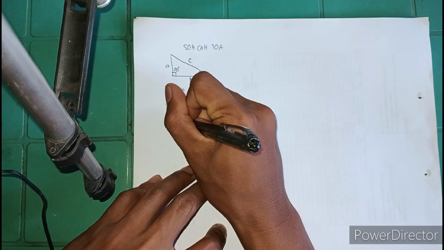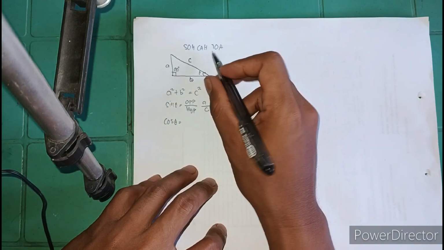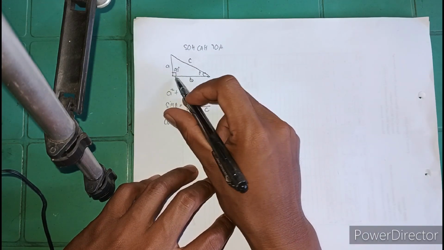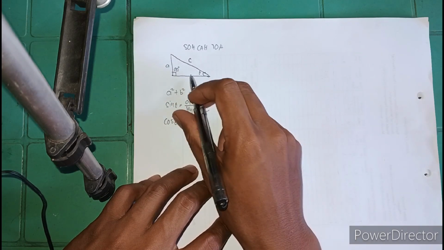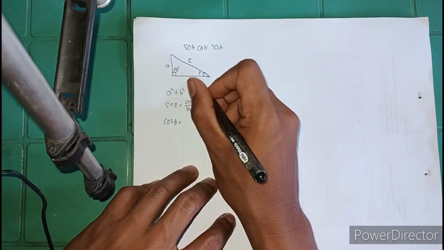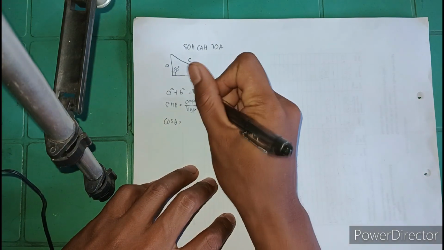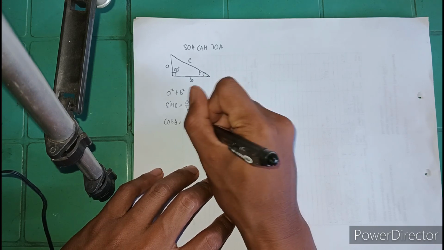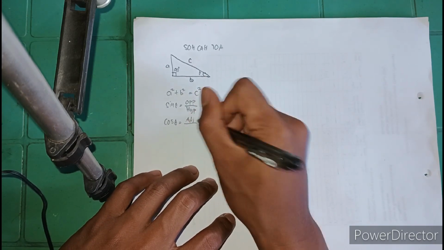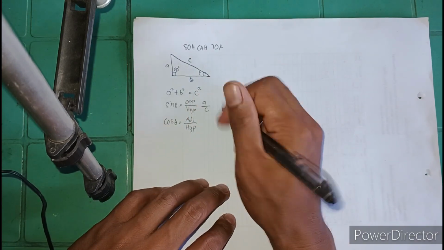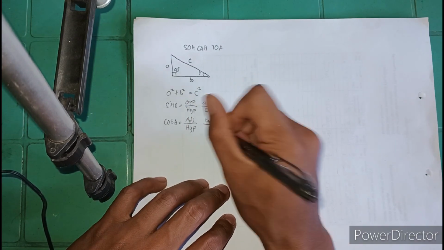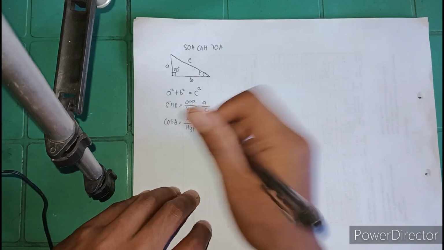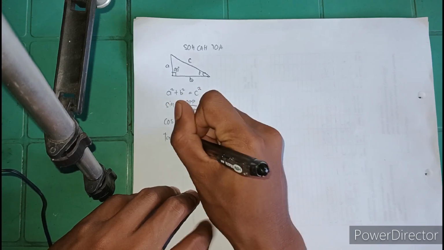And also cosine theta is what? Adjacent over hypotenuse. The adjacent here is this length here, the longest leg. So it will be the adjacent over the hypotenuse, or simply B over C. And next is the tangent theta.